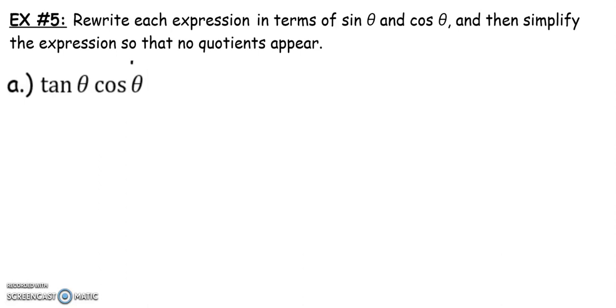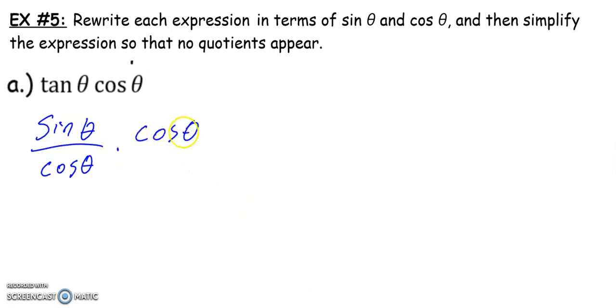So let's rewrite each expression in terms of sine theta and cosine theta, and then we want to simplify our expression so that we don't have any fractions. All right. So I've already got a cosine theta, so that's just going to stay cosine. So tangent can be rewritten as sine theta over cosine theta. There's tangent. And I am going to multiply that by the cosine of theta. I'm going to put that over 1 just for simplification's sake. And then what we can see here is cosine and cosine are going to cross out, which leaves me with sine theta. Boom.